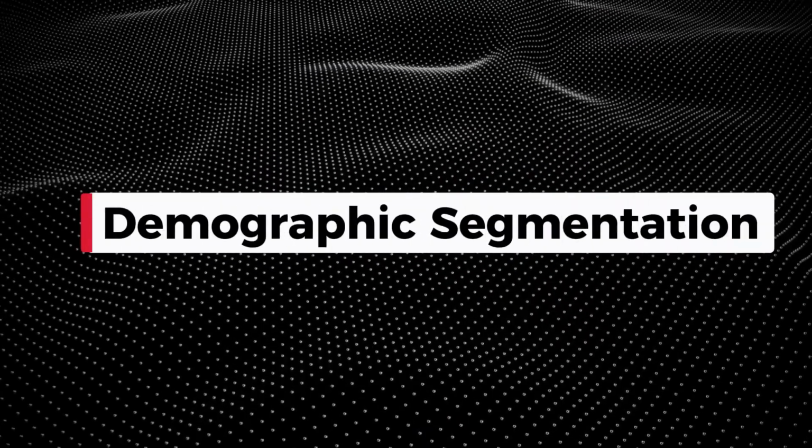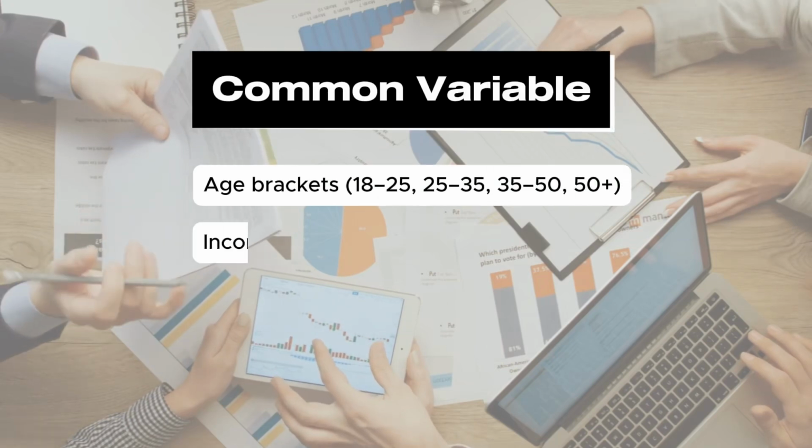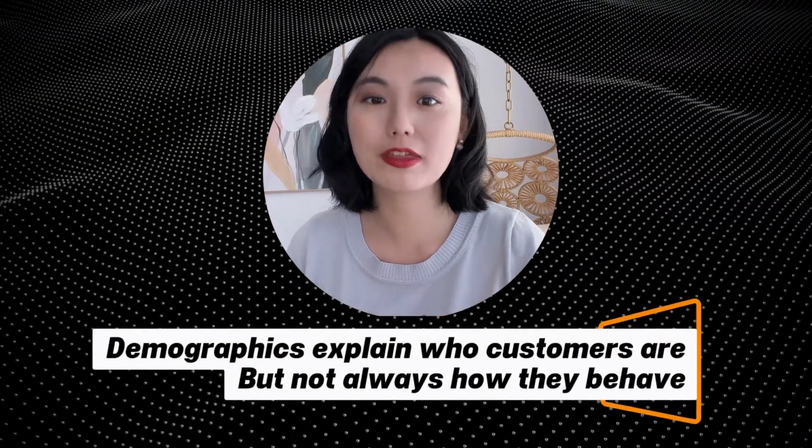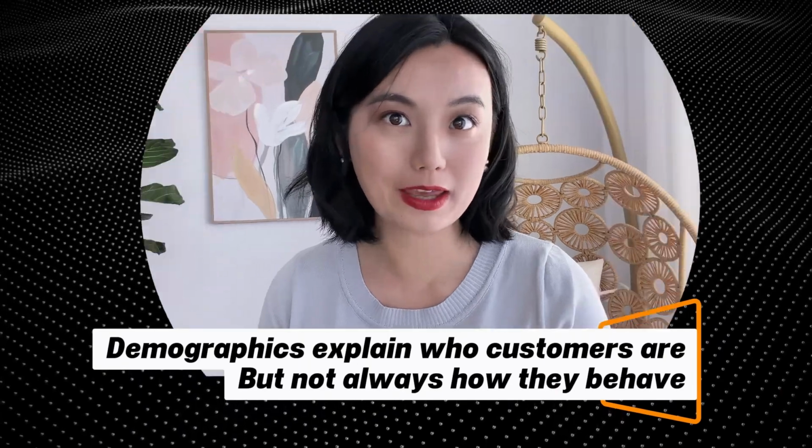The next one is commonly used: segmenting customers based on demographics. This groups customers by observed attributes. Common variables include age bracket, income range, location, occupation. This segmentation is used for positioning or pricing. Demographics just describe who they are, not always how they behave. So that's why this method is useful, but rarely sufficient on its own.